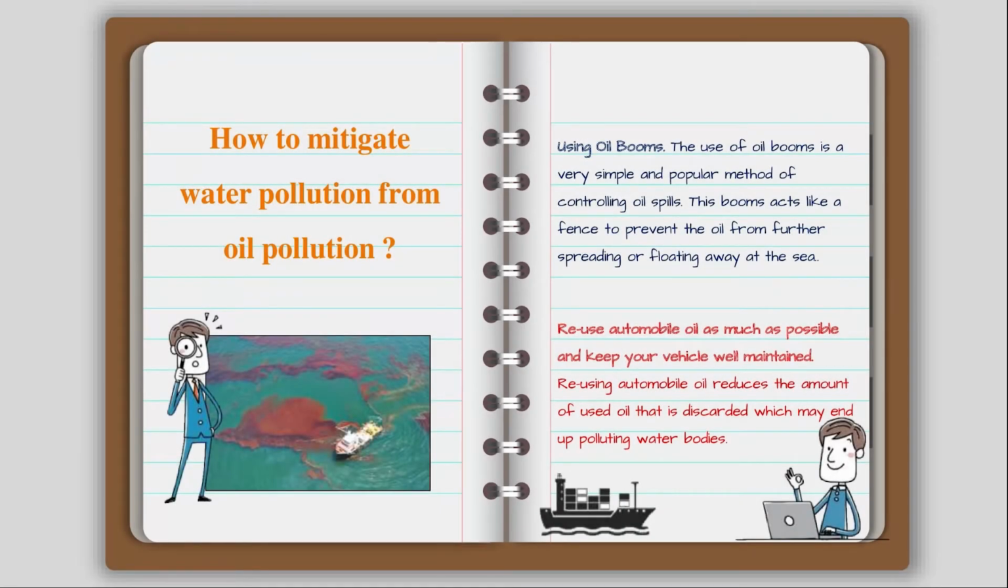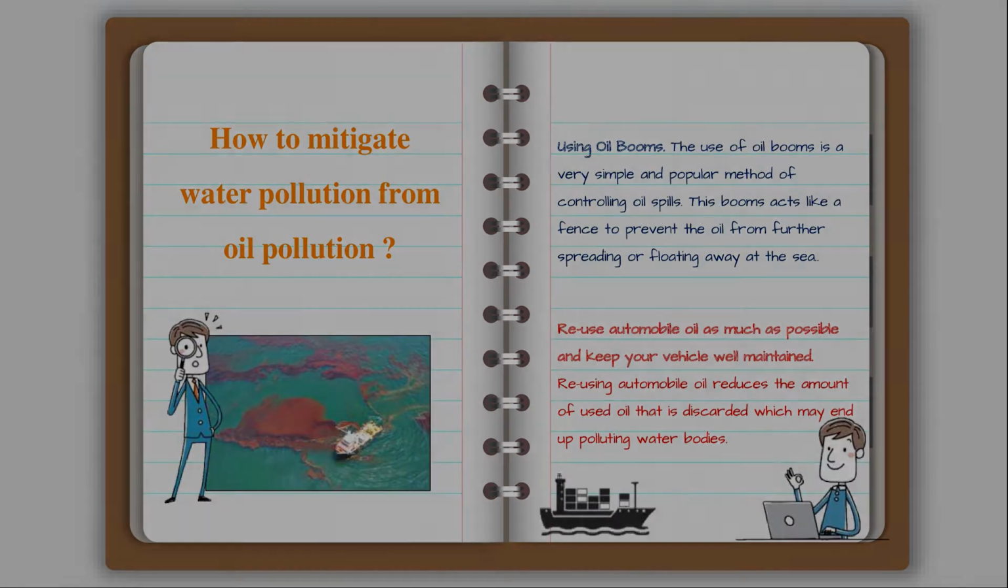How to mitigate water pollution from oil pollution? Using oil booms. The use of oil booms is a very simple and popular method of controlling oil spills. These booms act like a fence to prevent the oil from further spreading or floating away at sea. Reuse automobile oil as much as possible and keep your vehicle well maintained. Reusing automobile oil reduces the amount of used oil that is discarded, which may end up polluting water bodies.